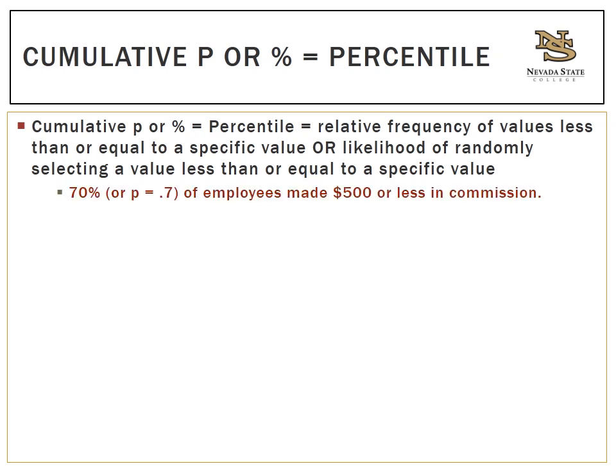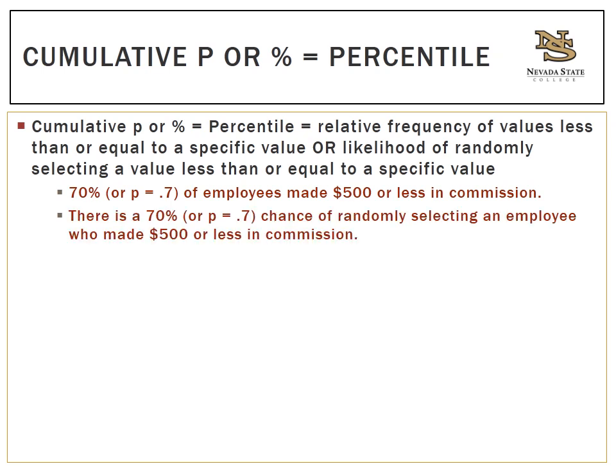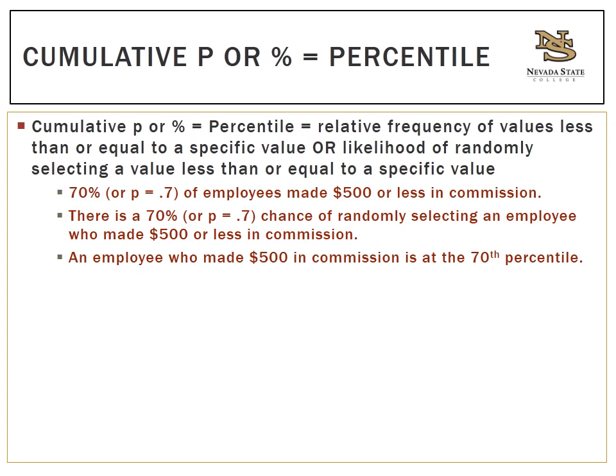Here's some examples, back to what we looked at in the previous slide. So you could talk about somebody being at the 70th percentile if 70% of employees made 500 or less in commission. So if you made 500 or less, then you would be in the 70th percentile because 70% of employees made 500 or less in commission. You could also say there's a 70% chance of randomly selecting an employee who made 500 or less in commission, or in other words, there's a 70% chance of randomly selecting somebody in the 70th percentile or lower. And here you go. An employee who made $500 in commission is at the 70th percentile. Again, because 70% of employees made 500 or less, and only 30% of employees made more than 500.